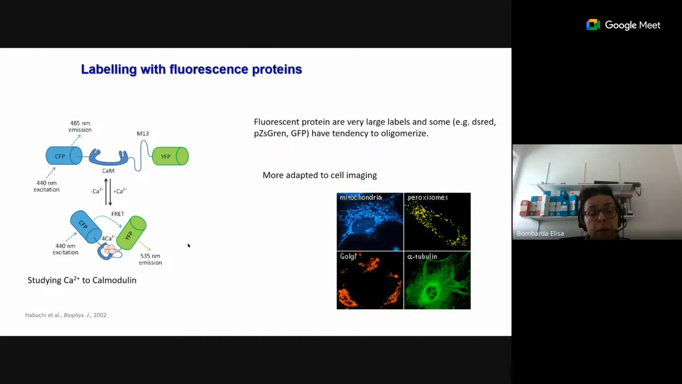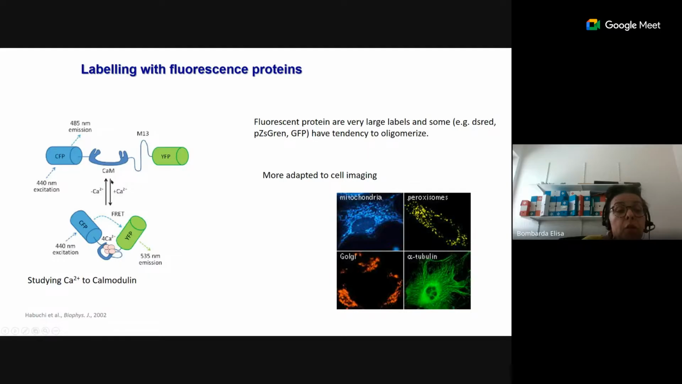Cell, yes, but it was also used in vitro. So, for example, here is calmodulin, the protein we just cited before, with the four calcium domains, labeled with CFP and yellow FP, so cyan and yellow FP. These are two variants, among the first two variants of GFP, from some years ago.